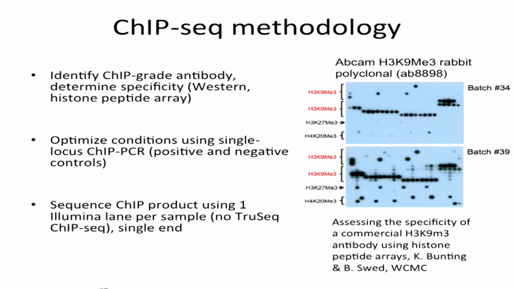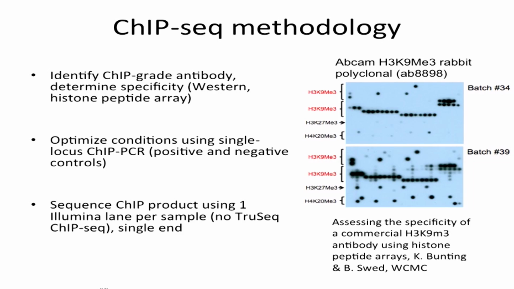And then you sequence your ChIP product. This is a semi-old slide in a sense. It used to be that you had to sequence a full lane, but now you have Illumina kits that allow you to multiplex and sequence multiple samples per lane. We typically do single read. There's no good reason to do paired end ChIP-seq. It doesn't really help you in terms of peak detection or all the tasks.